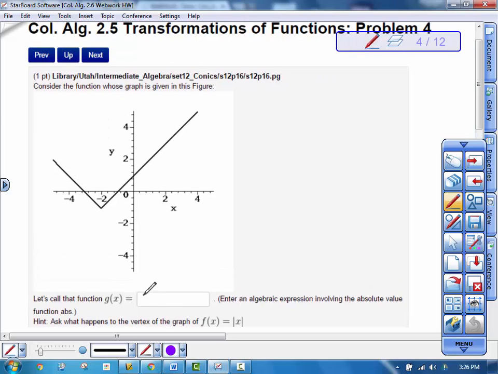So we need to write that into our formula. Back 2 units means that we add to x, so it'll be x plus 2. And we'll move to the left. And then also, if we subtract 1 outside, this will move it down 1.